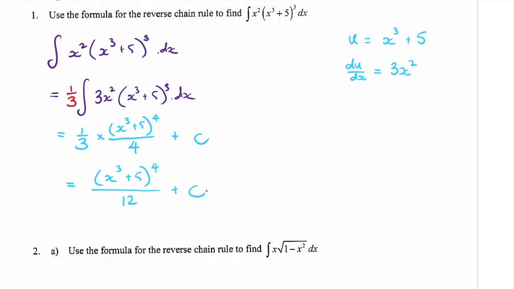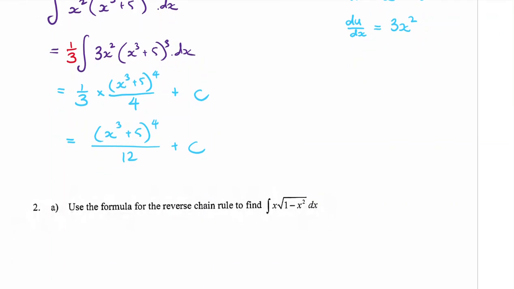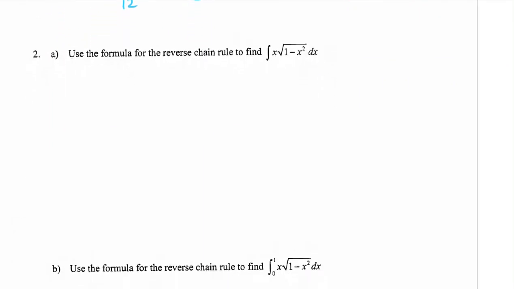Okay, let's try it again. Question 2. So it tells me in the question that I need to use the reverse chain rule. So as soon as you know that, you're looking for what is my function, and I need to also then know what the derivative of that function is going to be. So what do you think of my stuff over here? What is my function? The 1 minus x squared. It's the stuff that's in the brackets, or square roots work like a set of brackets because it's brackets to the power of a half, isn't it?